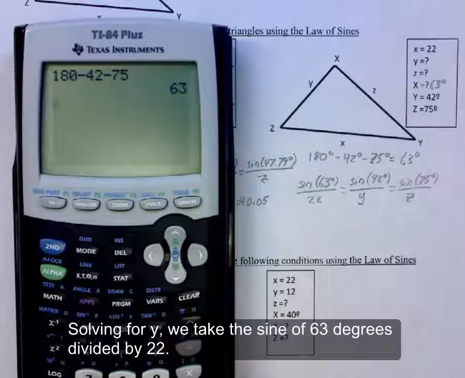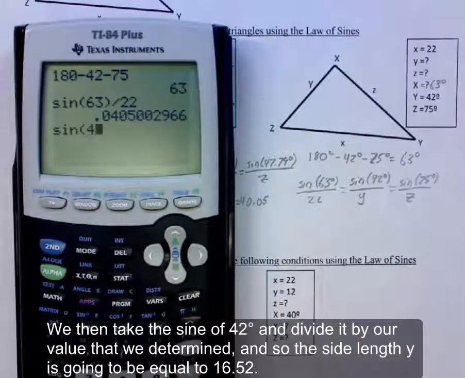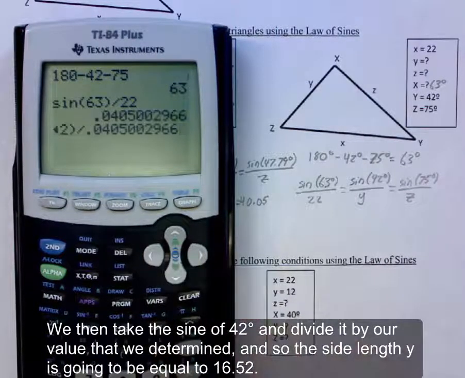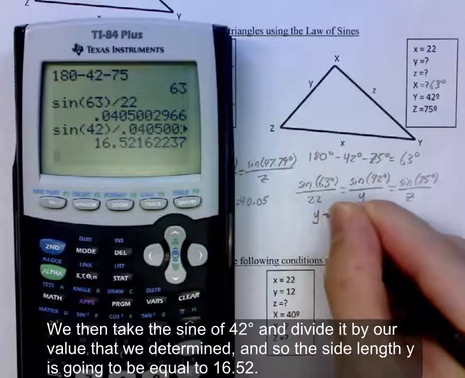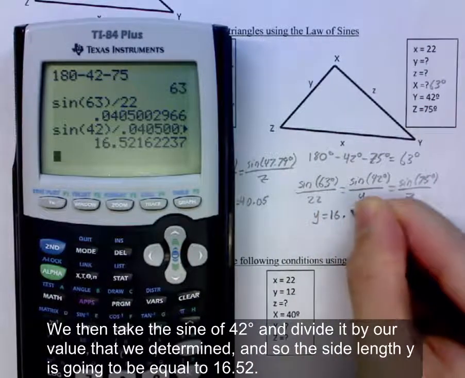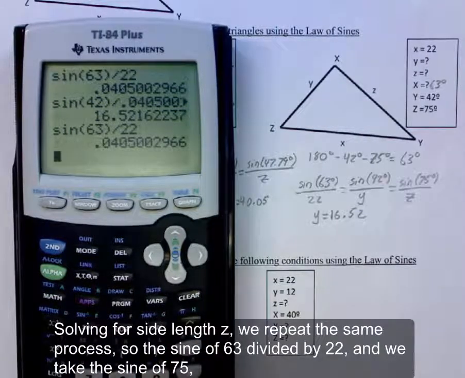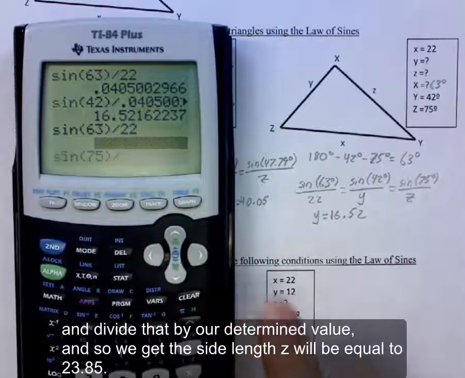Solving for y, we take the sine of 63 degrees divided by 22. We then take the sine of 42 degrees and divide it by our value that we determined. And so the side length y is going to be equal to 16.52. Solving for side length z, we repeat the same process. So the sine of 63 divided by 22. And we take the sine of 75 and divide that by our determined value.